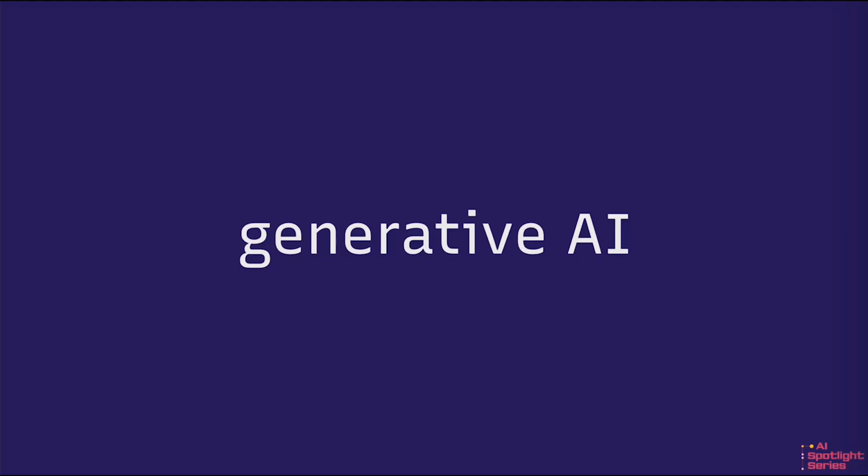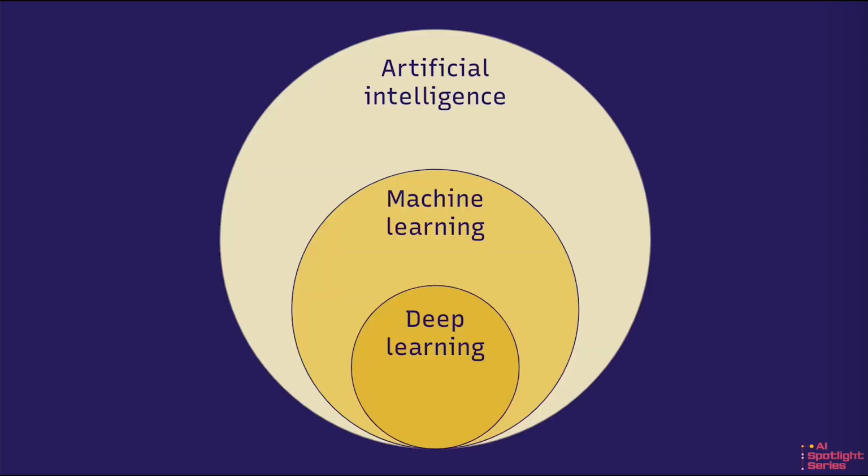So I want you to first think in your head for a moment what you know generative AI to be. And then I want you to figure out, where would you place generative AI in this diagram? I'm going to give you a little bit to think about it. So generative AI is just a smaller part of deep learning.